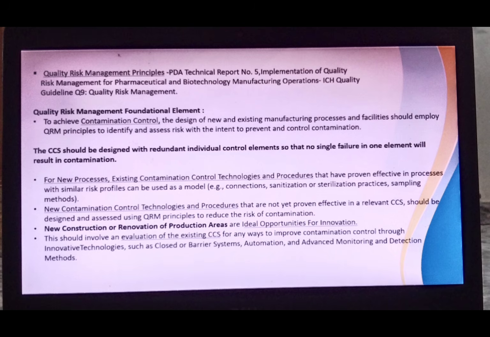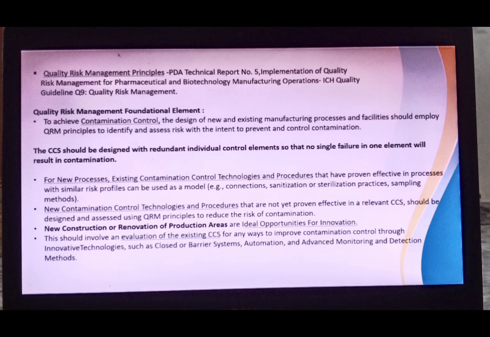The CCS should be designed with redundant individual control element so that no single failure in one element will result in contamination. For new process, existing contamination control technology and procedures that have proven effective in the process with similar risk profile can be used as a module. Say for example, connection, sanitization, sterilization practices, sampling method. New contamination control technology and procedures that are not yet proven effective in a relevant CCS should be designed and assessed using QRM principle to reduce the risk of contamination.